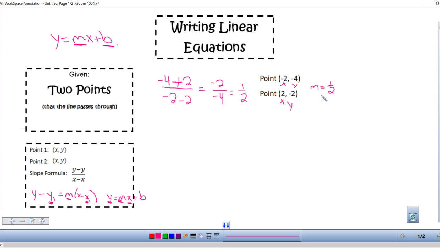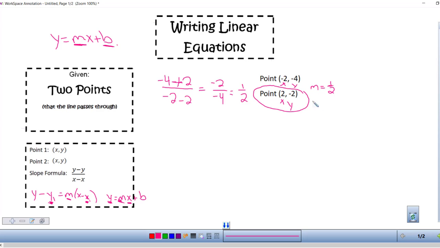Now that we have slope, we can do the same process as we did with slope and a point. I have 2 points to choose from. It does not matter which point you choose, you'll get the same answer. I would try to use a point with smaller numbers or with fewer negatives. In this case, I would choose this point because it only has 1 negative instead of 2 negatives. Again, it totally doesn't matter.